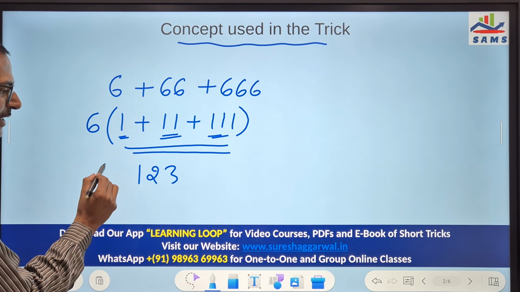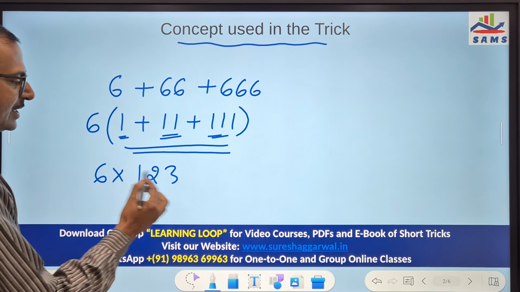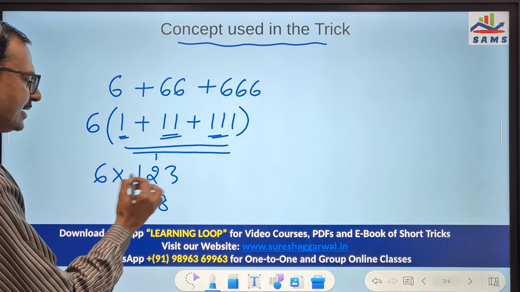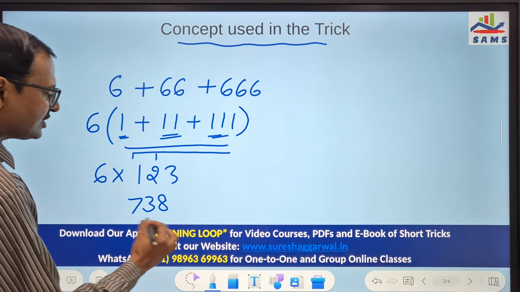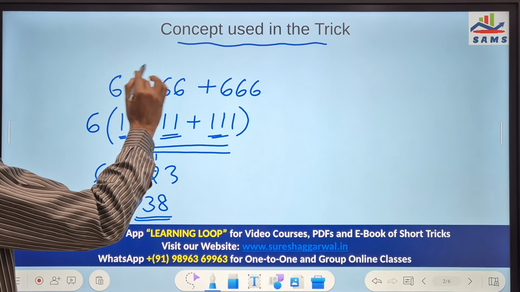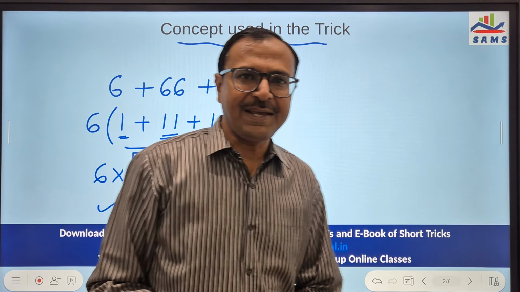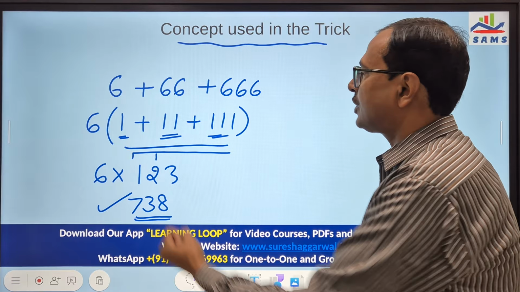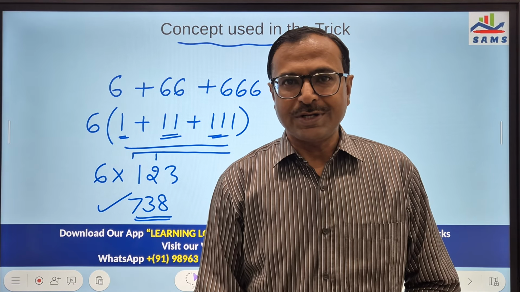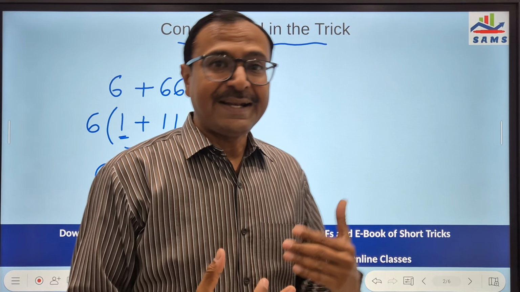And there is a 6 outside. So all I need to do is to multiply 123 by 6. 6 3s are 18, 1 carry, 6 2s are 12 plus 1 is 13, 3 and 1 carry, and then 7, which gives me the sum of 6 plus 66 plus 666: 738 is the answer. So this is the crux of the trick and the concept used in the trick. Now the same thing goes well with decimals also.